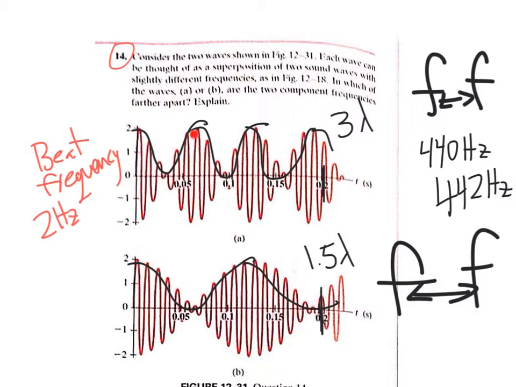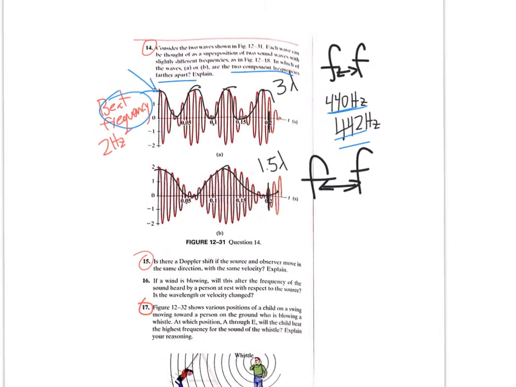So if you hear more waves per time, it means the beat frequency is higher, therefore the difference between the two is greater. So the two component frequencies would be farther apart for this situation because we hear a higher beat frequency. Meaning instead of the difference between 440 and 442, it would be something like 440 and 446, just for example.